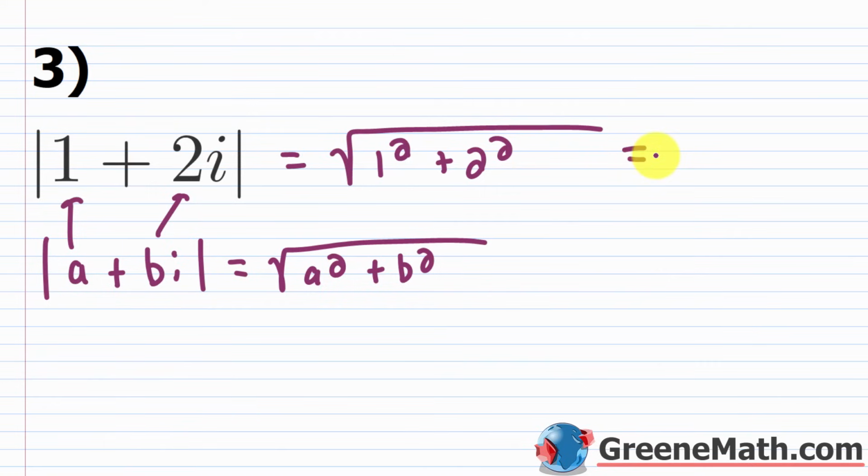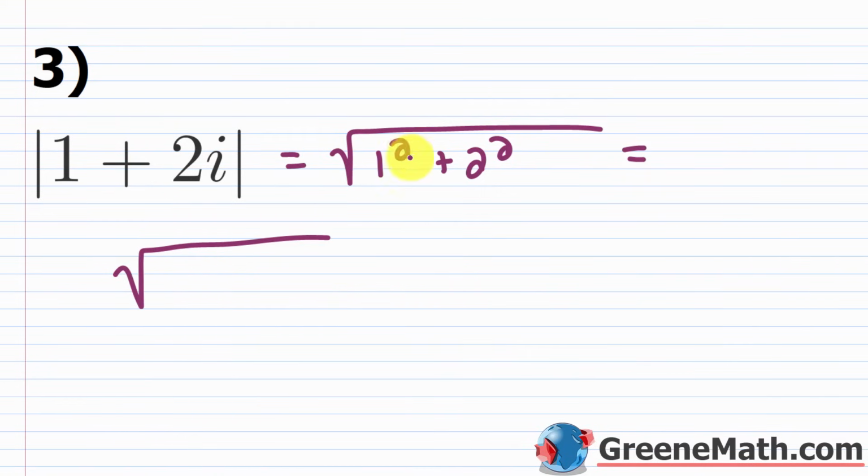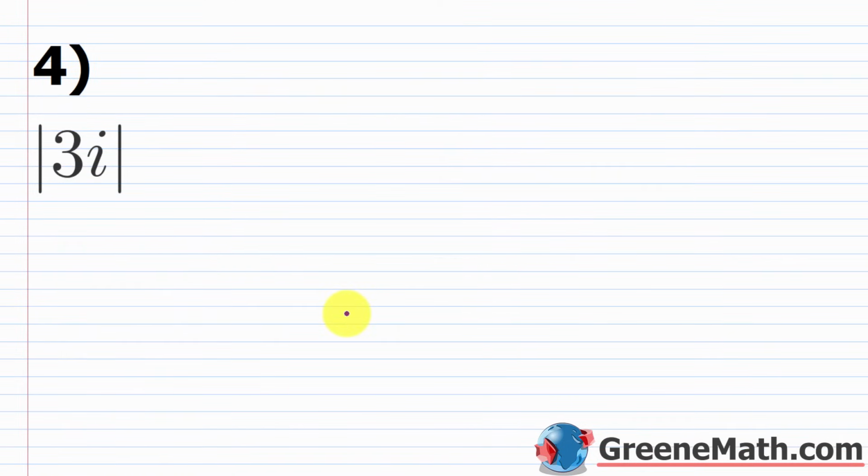So this equals what? We would have the square root of 1 squared is 1 plus 2 squared is 4. So this is equal to the square root of 1 plus 4, which is 5. So the square root of 5 would be the absolute value of this complex number. All right, let's take a look at problem 4.